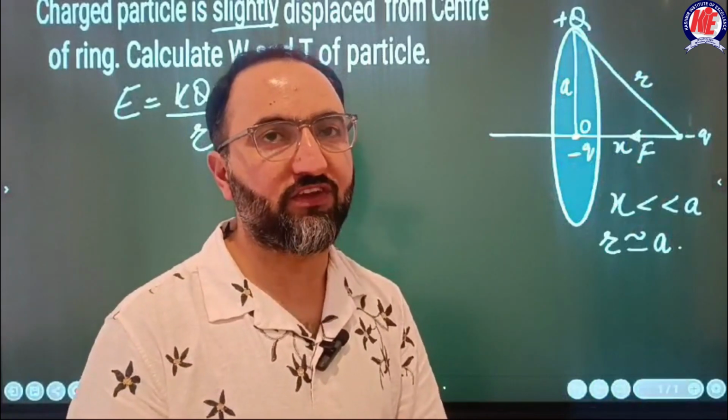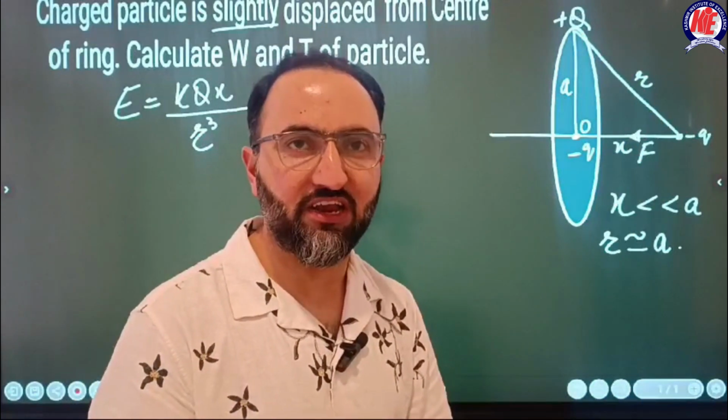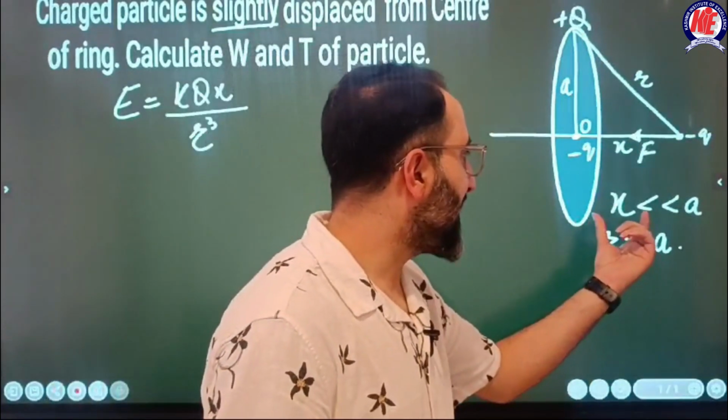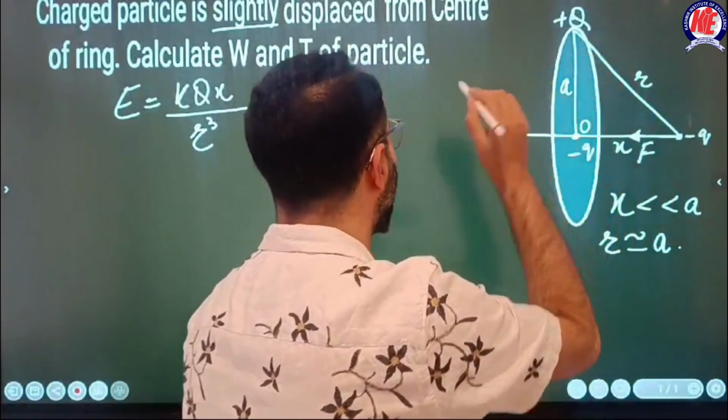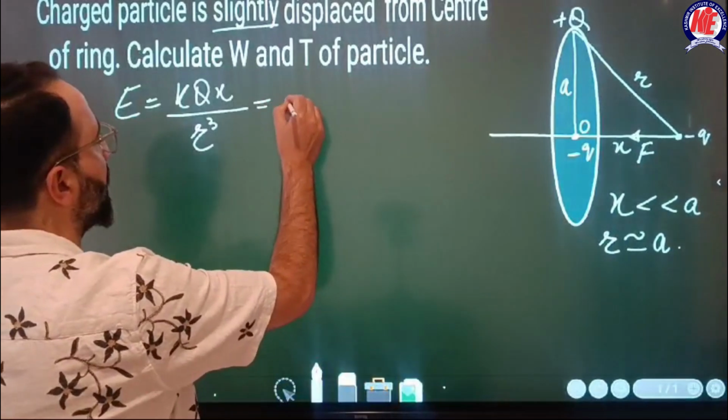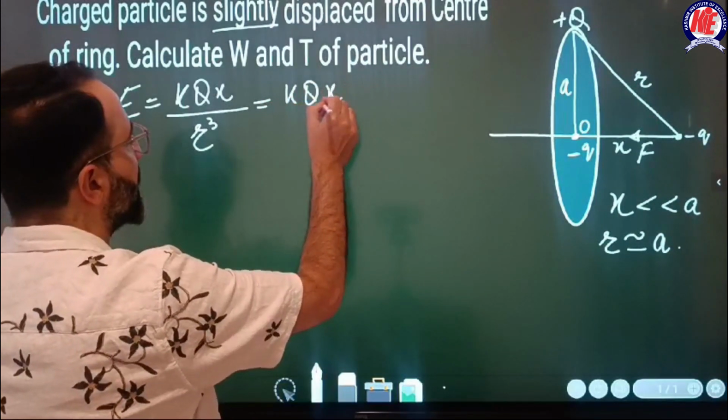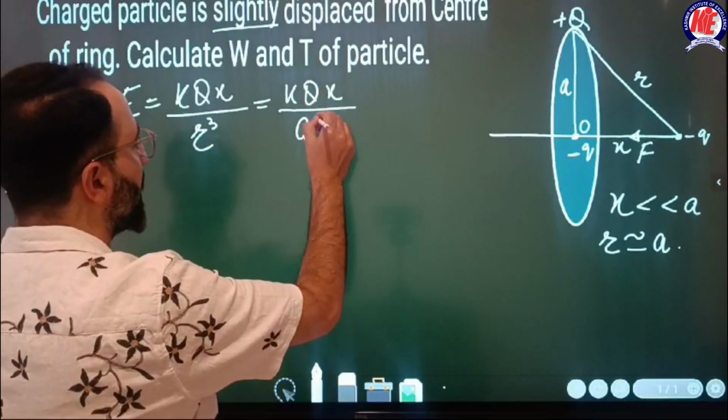So this is the electrostatic field due to the ring. Now see that x is very small compared to a. In that case, r will be approximately equal to a. So this is equal to k q x divided by a cube.